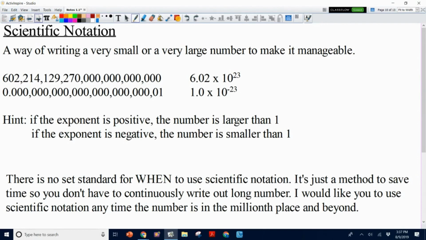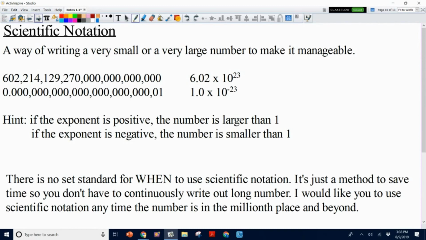So if we have 602,214,129,270,000,000,000,000, that's 602 sextillion. That's how you say that number. That is a huge number, a very, very large number. So in order to make that more manageable, more easily put into the calculator, more understandable, we're going to make that scientific notation. So the way we do that is we take and we move the decimal until it's behind the first whole number. So here we're going to move the decimal until it's after the first 6 there. So it's going to be 6.02.